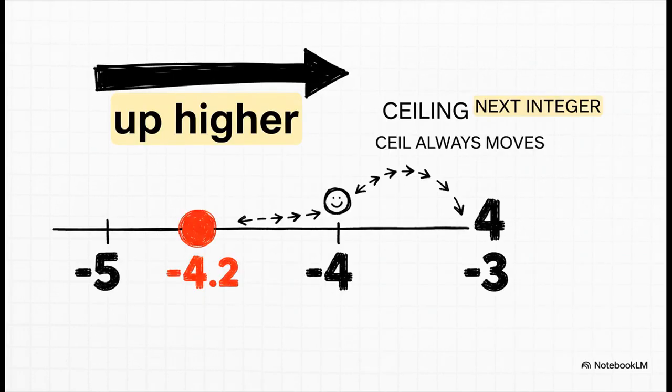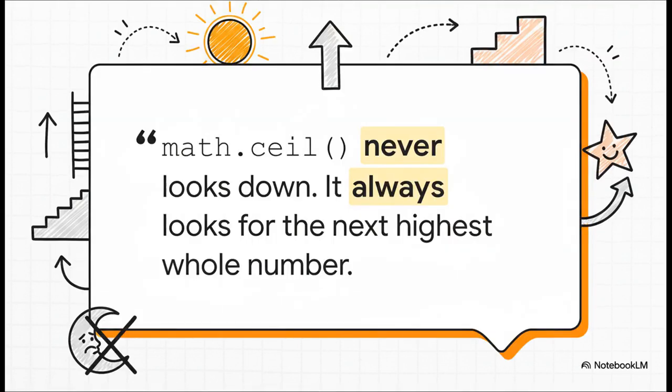This really helps to visualize the logic. Think about a number line. As you move to the right, numbers get larger or higher. Well, negative 4 is actually to the right of negative 4.2. So to find the ceiling, math.ceil moves to the right, to the next integer up, which is negative 4. So the bottom line is this. Math.ceil is completely predictable. It's the function you use when you absolutely cannot afford to round down, not even by a little bit. It's always looking for that next highest whole number.